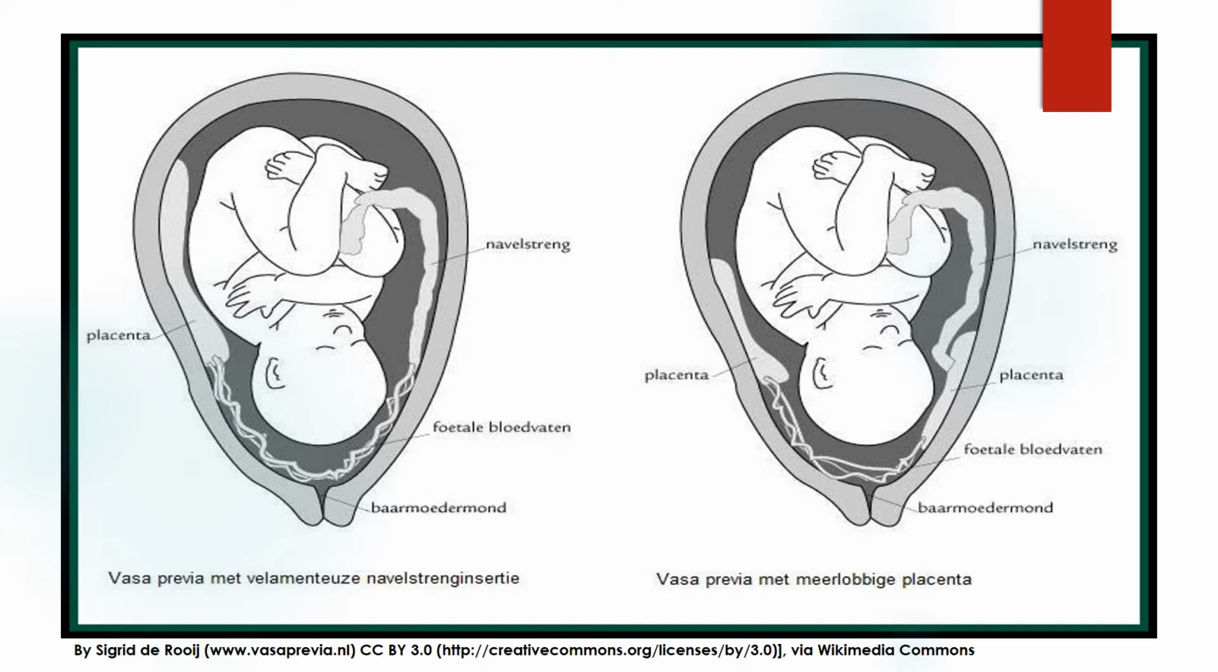This can be secondary to velamentous cord insertion in a single or bilobed placenta, or the Vasa Previa type 1, or from fetal vessels running between lobes of a placenta with one or more accessory lobes, or the Vasa Previa type 2. The reported incidence varies between 1 in 2,000 and 1 in 6,000 pregnancies.